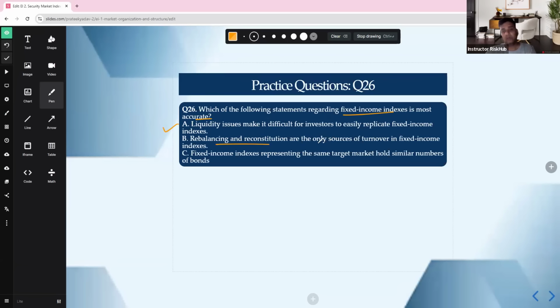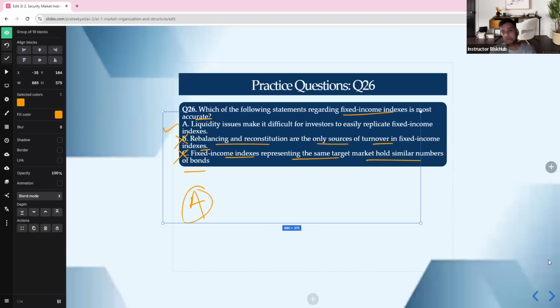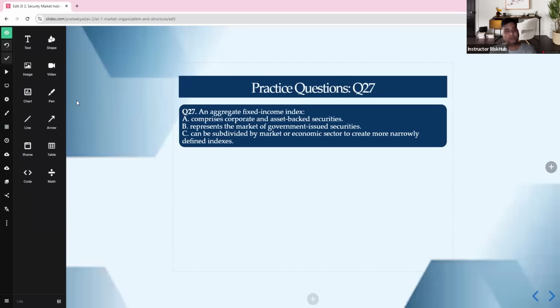Rebalancing and reconstitution are the only source of turnover in fixed income indexes, right? Wrong. Turnover also comes from bond maturity and new issuance. Then you have fixed income indexes representing the same target market hold similar numbers of bonds, right? Again, it is kind of wrong, right? Huge variation across providers. So that is what we are looking at. Okay, so that is the answer. Question number 27. An aggregate fixed income index is what?